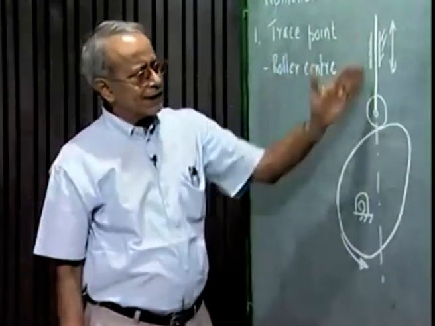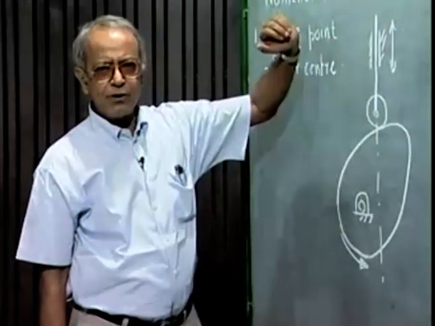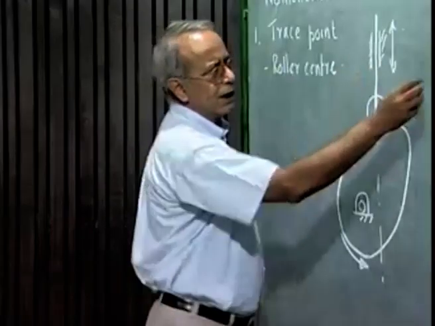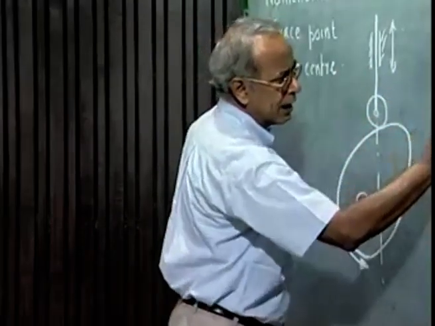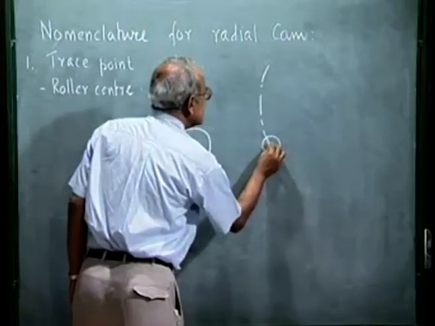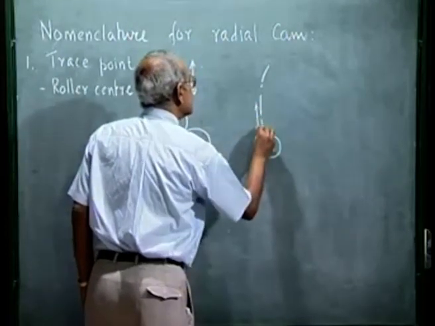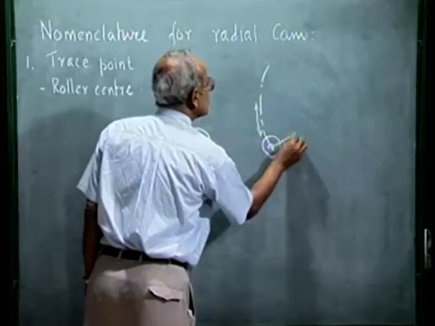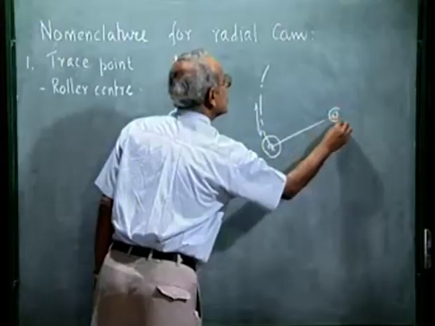Of course, in this case it is same for every point of the follower, but for an oscillating follower we will still concentrate only on the circular arc along which the roller center is moving. It is the movement of this roller center that will be used to describe the motion of the follower.